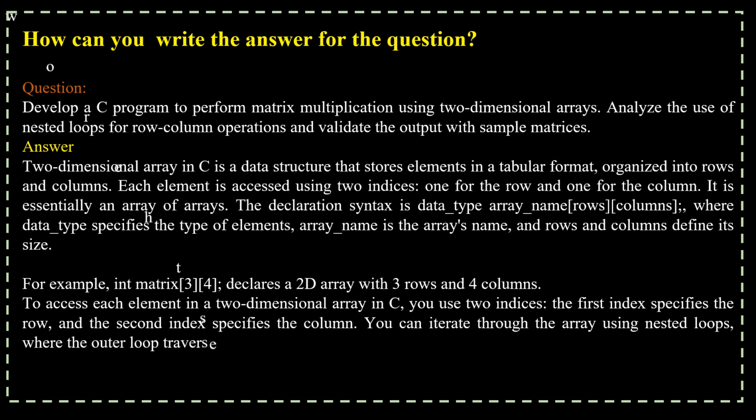To access each element in a two-dimensional array in C, you use two indices. The first index specifies the row, and the second index specifies the column. You can iterate through the array using nested loops, where the outer loop traverses the rows and the inner loop traverses the columns.